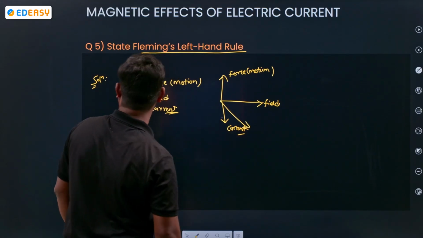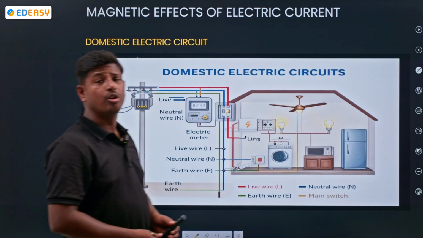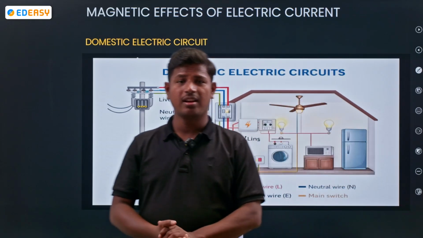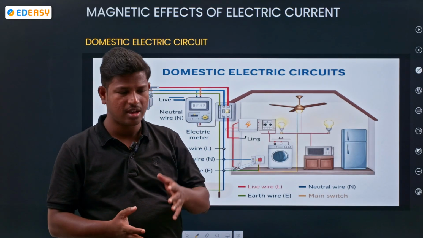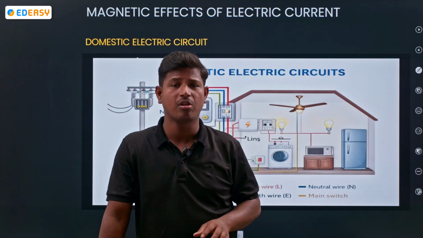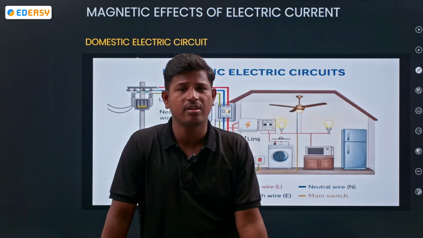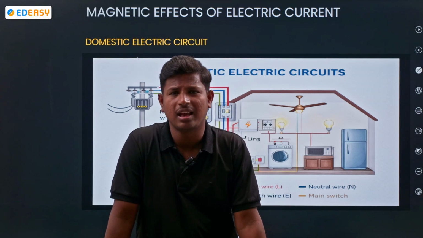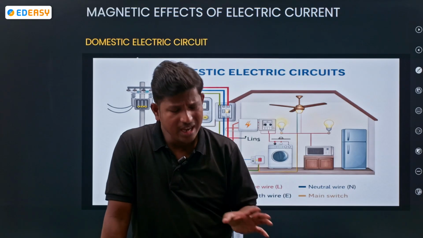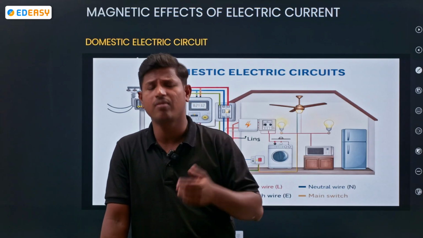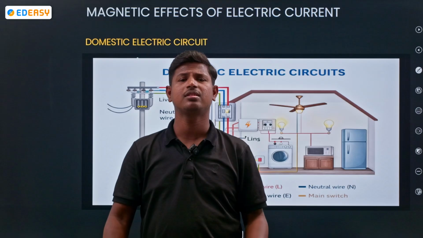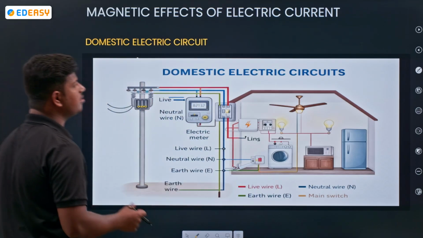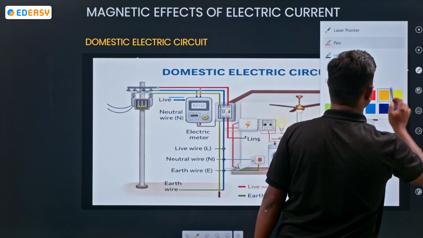Next, domestic electrical circuits. Already in the introduction part we discussed it, right? If you are constructing a house or any building, electricity is required for that building, right? How can you connect it, and from where will you get that electricity? So this is a very important topic. You can get easy marks from the simple basics.